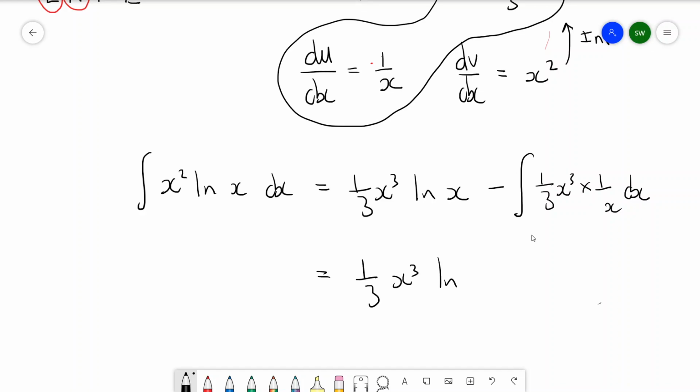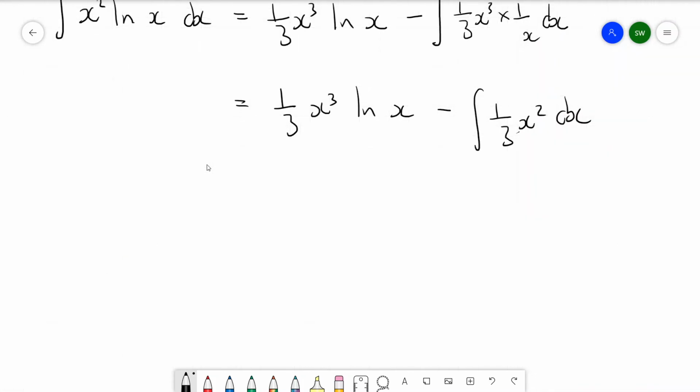So we know that this integral is just a third x squared, and we know how to integrate that. So we just need to work out what that integral is. And that's going to be increase the power of x by 1 and then divide by the new power. So a third divided by 3 is a ninth. And then plus a constant of integration.